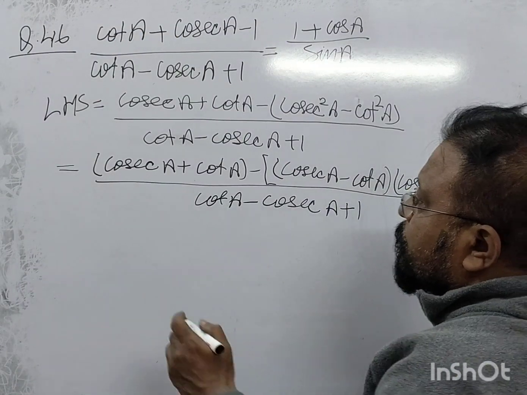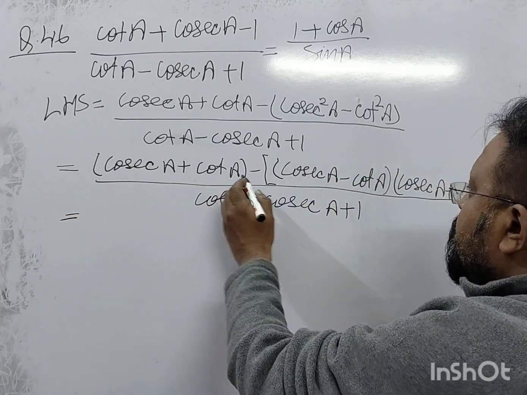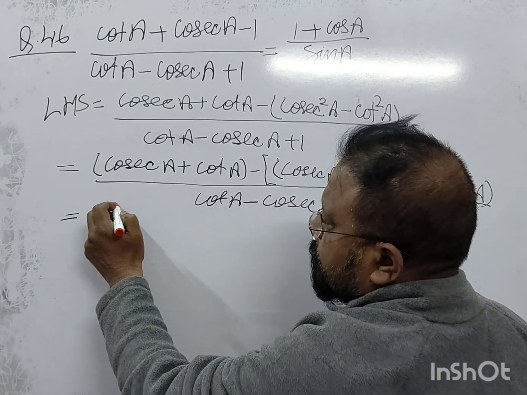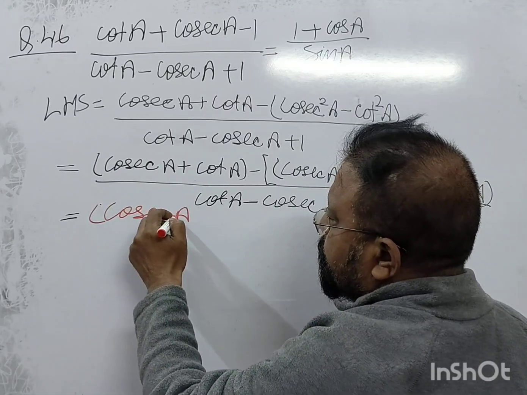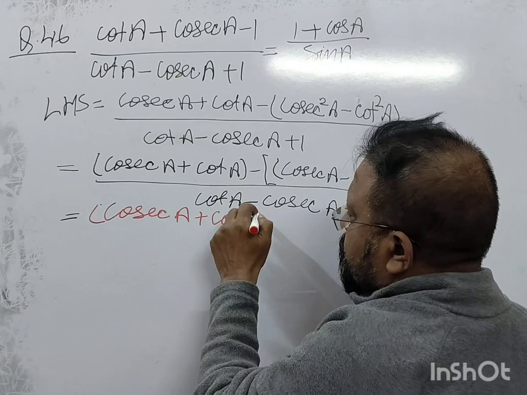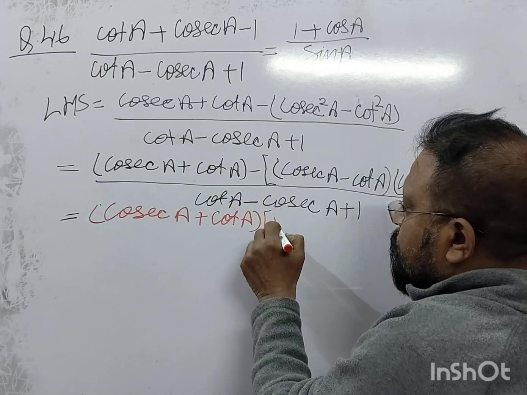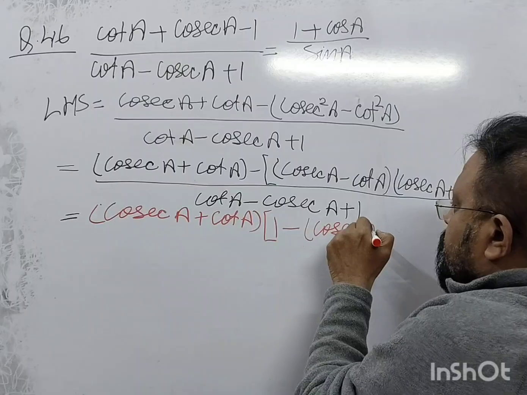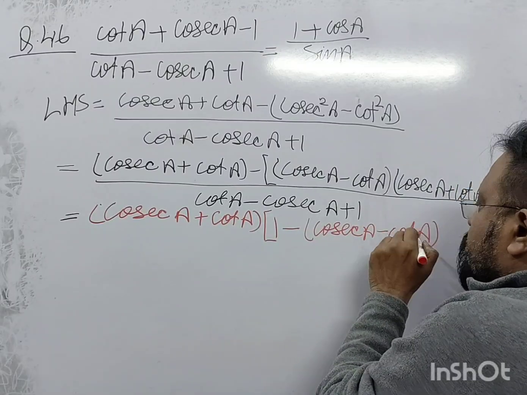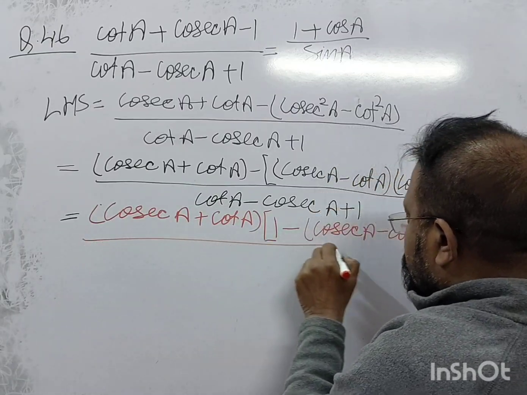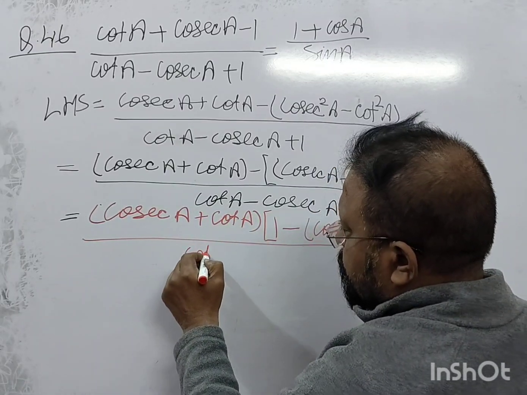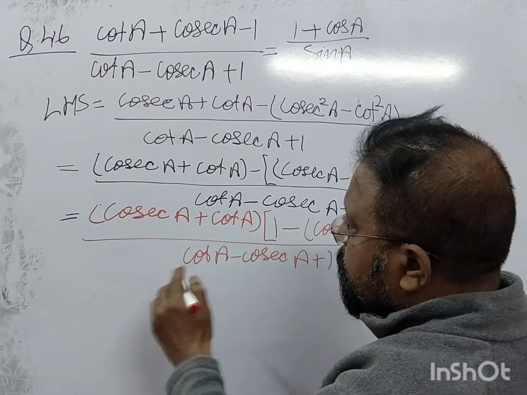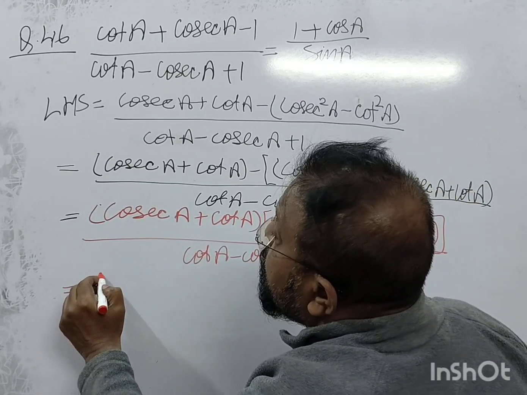So you take here cosec A plus cot A. You take here cosec A plus cot A as a common, so it becomes 1 minus cosec A minus cot A, right, upon cot A minus cosec A plus 1.